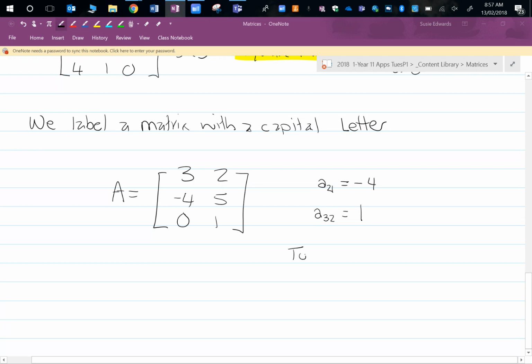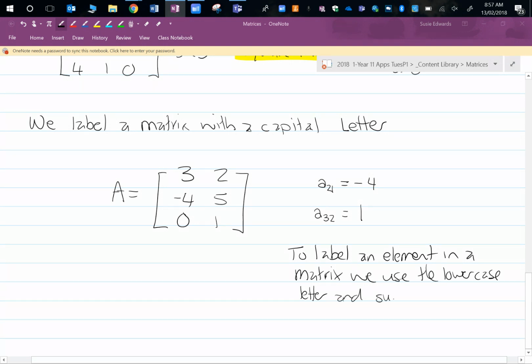So to label an element in a matrix, we use the lowercase letter, and does everyone understand subscript? What I mean by subscript? So small subscript numbers to show the row and column.